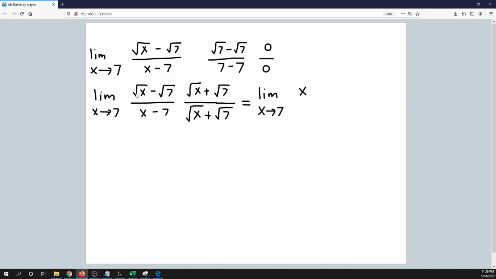Then we're going to do outer times outer, so that is going to be square root x times square root 7. Next, we're going to do inner, minus square root 7 times square root x. And then do last times last, so minus square root 7 times positive square root 7 is going to be minus 7. Again, square root 7 times square root 7 is just going to be 7. One was positive, one was negative. So therefore, it will be minus 7 on top.